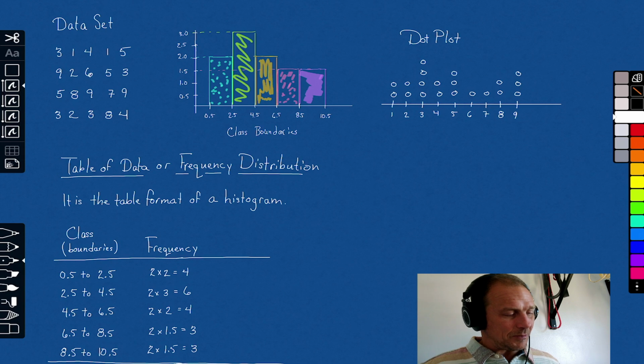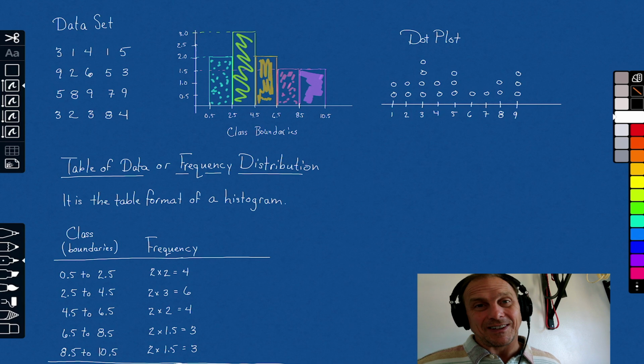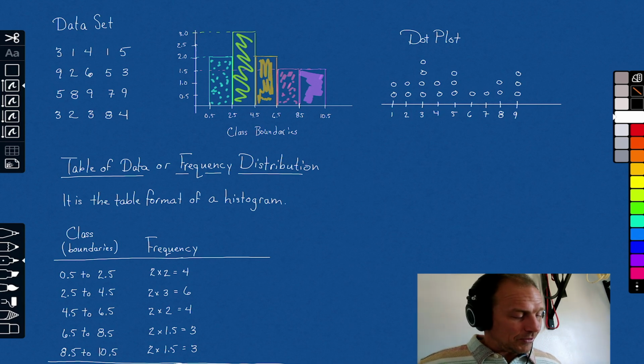That right there is the most basic table that we can create. One thing I would encourage you to do is to add up those frequencies and make sure they total to 20. So 4 plus 6 is 10. 10 plus 4 is 14. 14 plus 3 is 17, plus 3 more, that's 20. So my total frequency is 20. There are 20 data values. We can see that in our data set. So that worked out just fine, and that's the most simple form.